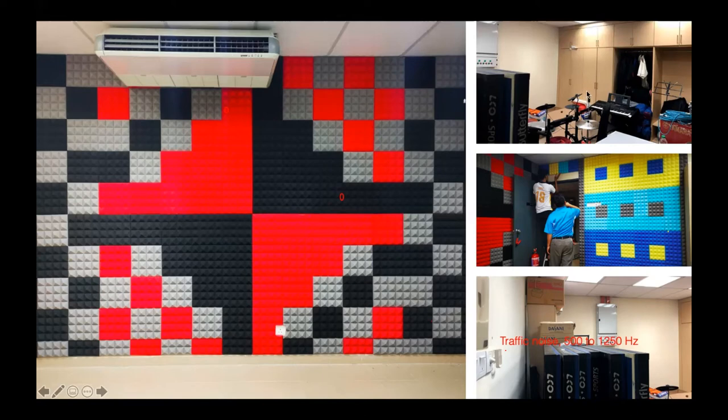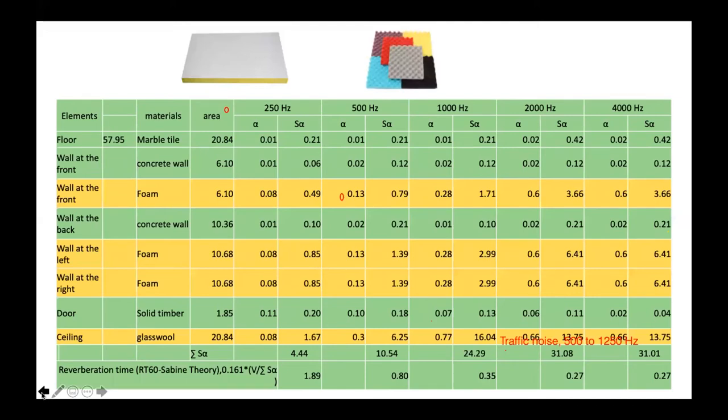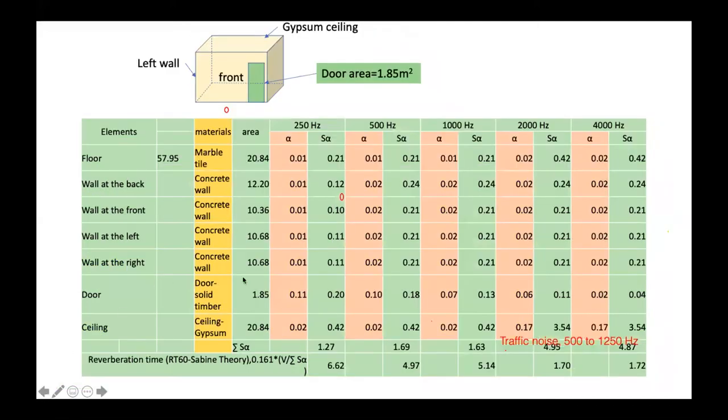So according to the standard, the music room reverberation time is 0.6, something like that, for the 100,000. So we use calculation, and we don't measure the reverberation. This is the calculation that we performed.